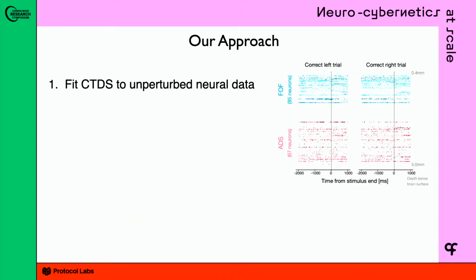So the first thing that we're going to do is fit the cell type dynamical systems model to unperturbed data. And I should say this is partly a consequence of the way the data were collected. Diksha made the neurophysiological recordings with no perturbations, right? So she records neural activity in both FOF and ADS, and you can see an example correct left trial from, let's see, 85 neurons in FOF and 67 neurons in the striatum. This is a correct left trial. Here's a correct right trial.